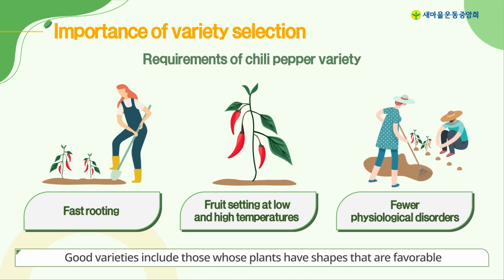Good varieties include those whose plants have shapes that are favorable for lighting, ventilation and dense planting, and fewer physiological disorders, such as lime deficiency, when grown inside a greenhouse. Given these traits and characteristics, it is advisable to grow the best ones for the cultivation conditions you have. Each country has different situations in terms of pepper varieties, so it is important to make an informed decision on varieties based on the detailed information you have on them.